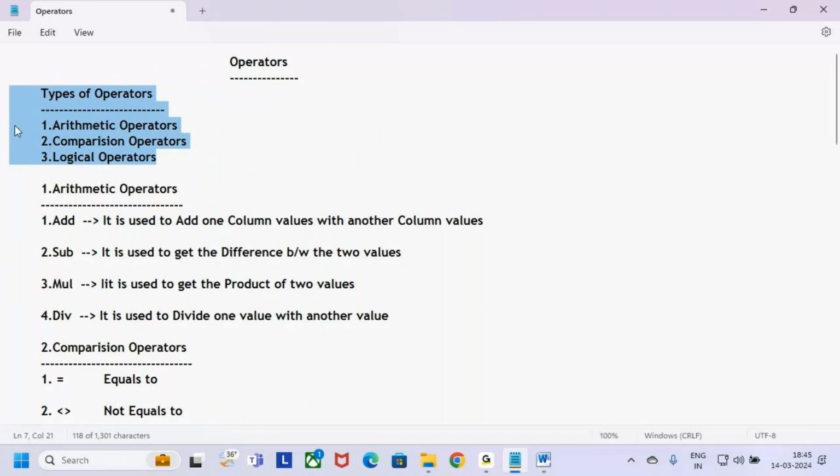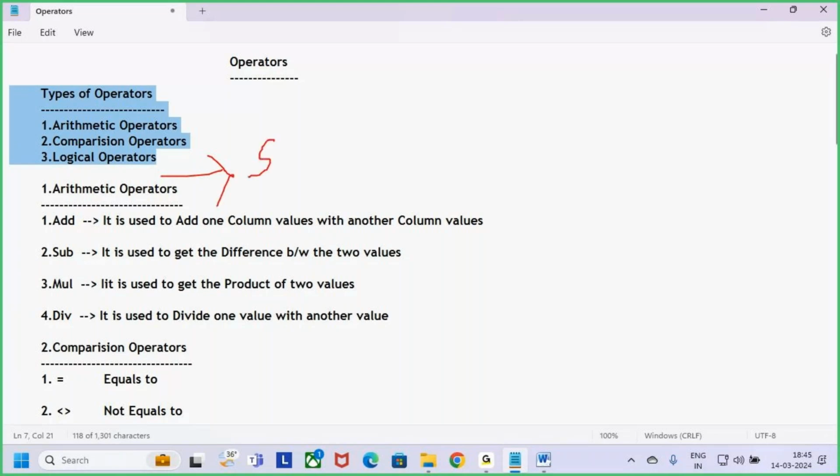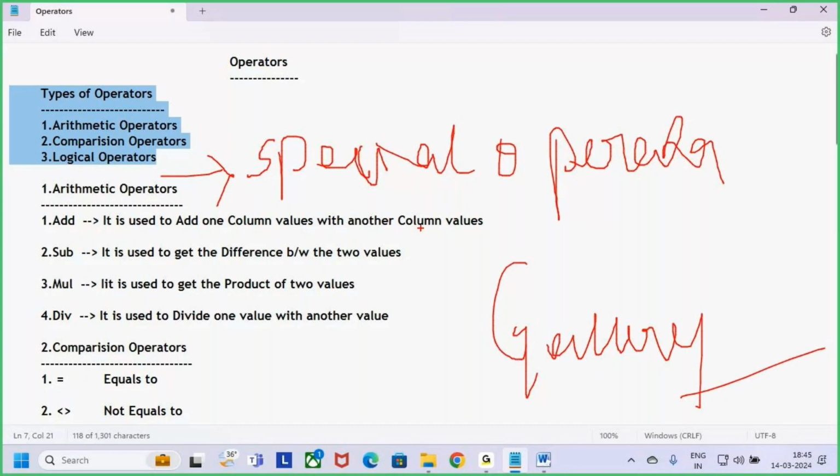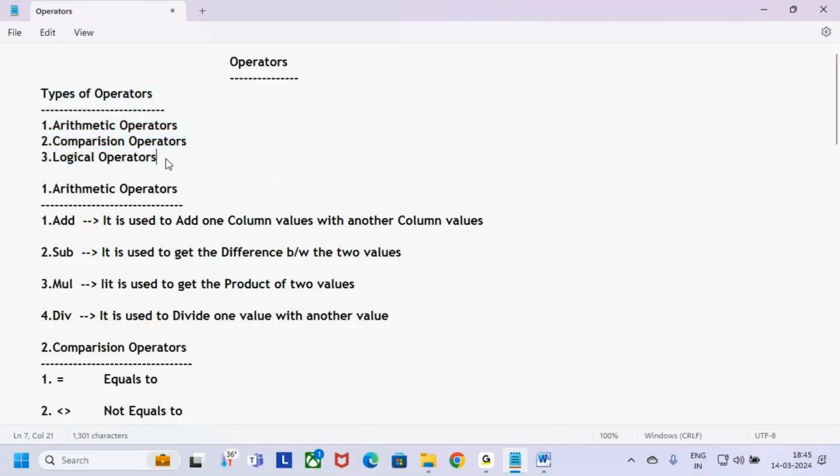And there is one more type of operator, as I said: special operators. We'll discuss these special operators at the time of discussing what? Galleries. When I'm discussing galleries, at that time you will understand the special operators, guys. For now, this is not the scenario where we'll discuss these special operators. So these are the different types of operators we have. Let me stop here today.